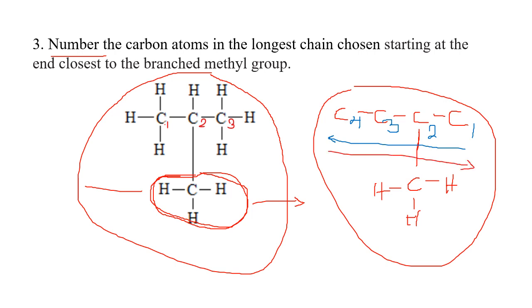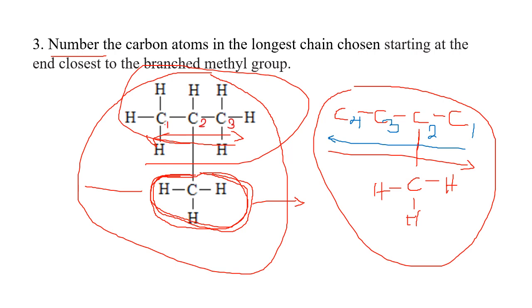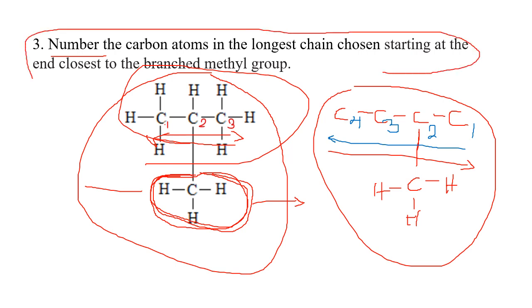This would be wrong. So here we started from this side going this side because the branched methyl group is in the middle, so we can start from either direction. We can go this side or this side. That's why it was a bit easy for this one. But to follow this rule properly, this is what you do. Okay, this is what you do. I hope it makes sense. Alright, so let's proceed to the next rule.